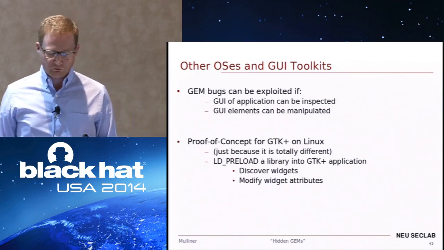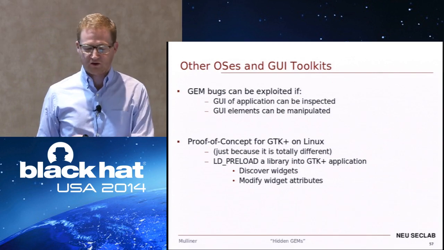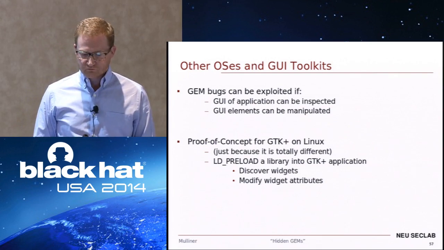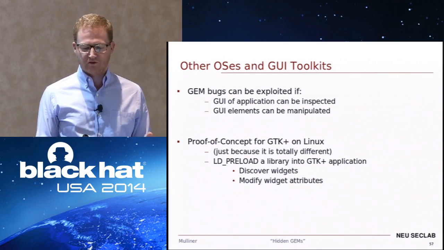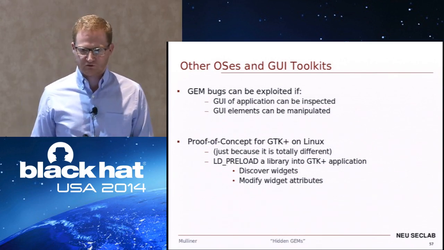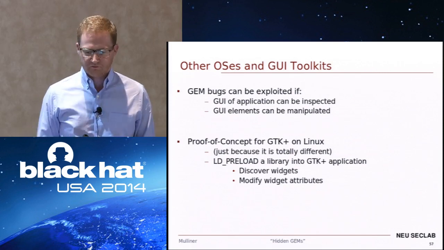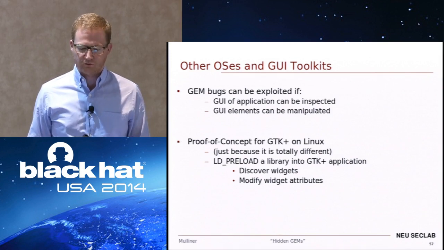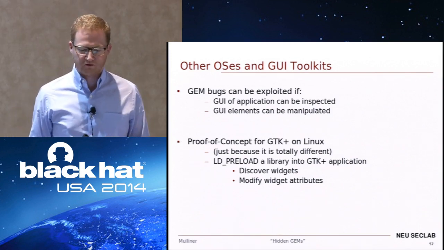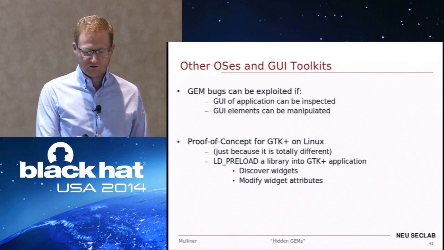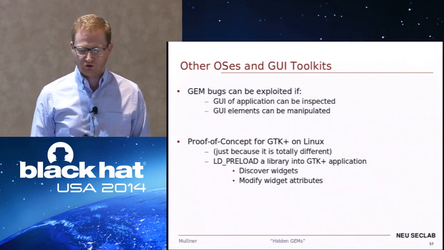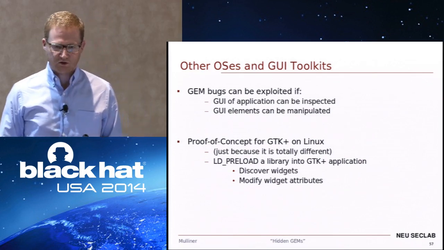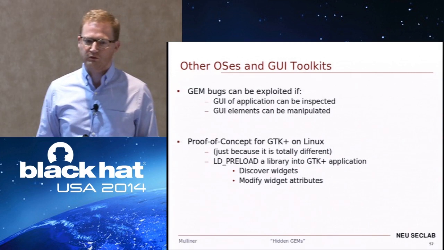Basically, there are 2 basic things you need to be able to have GEM bugs or exploit them. You must be able to inspect the UI of another application while it's running, and you must be able to manipulate those UI elements. If a UI framework supports this feature, you basically can exploit GEM vulnerabilities. And I built a very small proof of concept for GTK Plus on Linux just because it's so completely different.